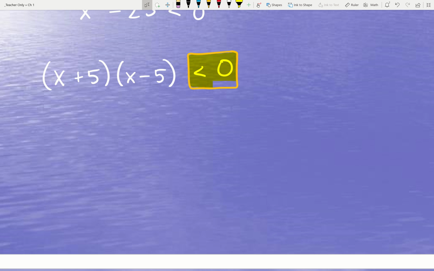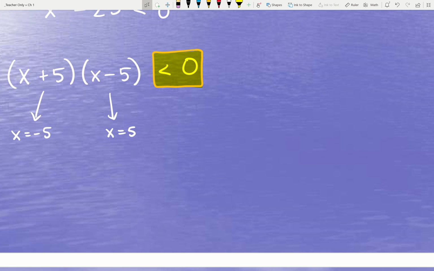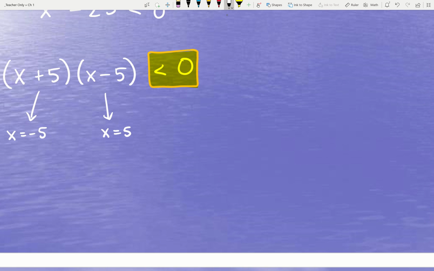So I want to talk about how we figure out what those regions are. All right, so let's do that now. If this was zero factor property, then it would be pretty easy to figure out what your two zeros are going to be. That would just be x is equal to negative 5 and x is equal to positive 5. Okay? So instead of just boxing those as our answer, I want to come off to the side here and draw a quick number line.